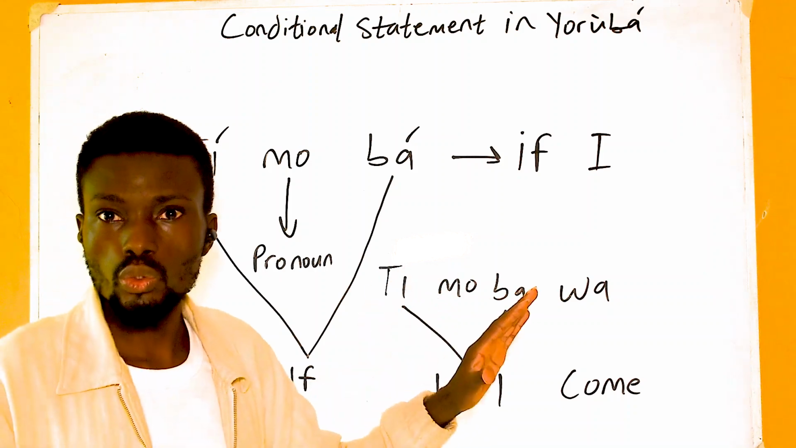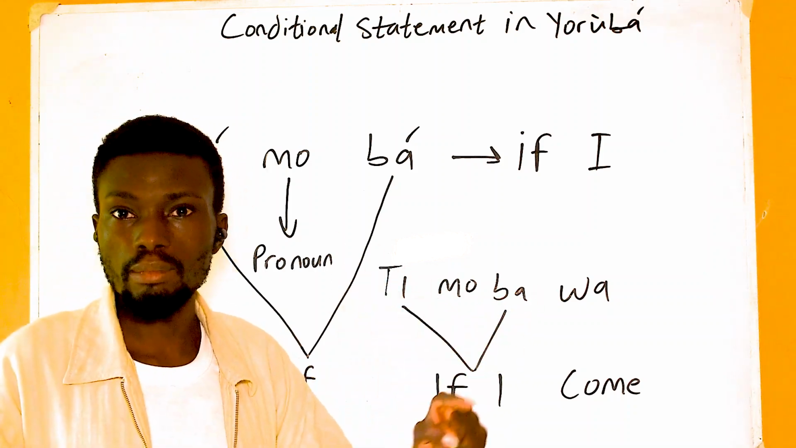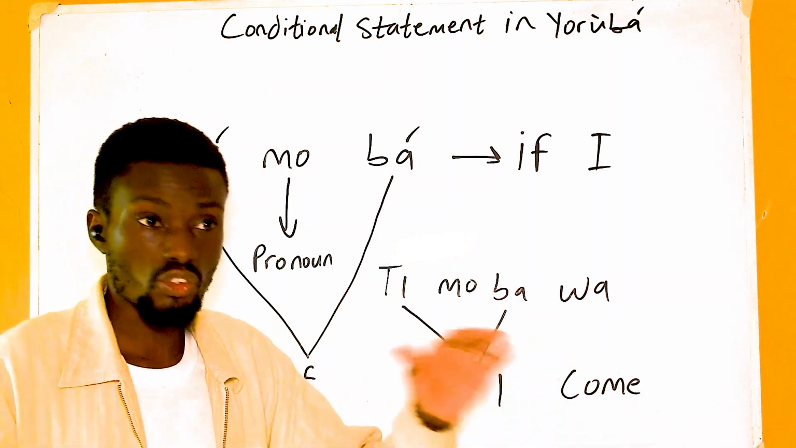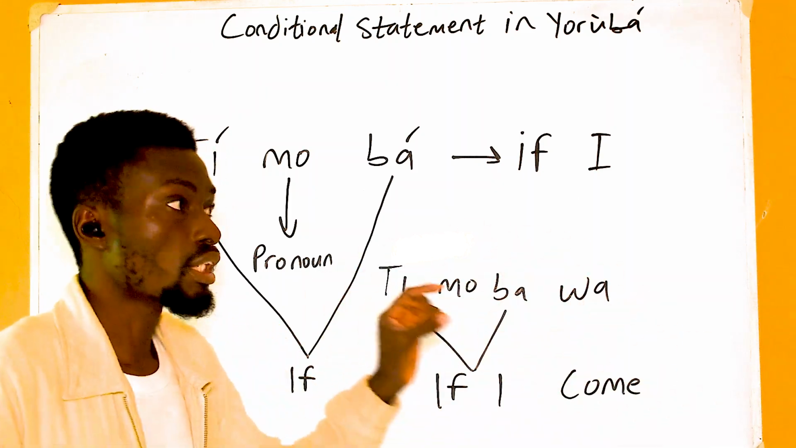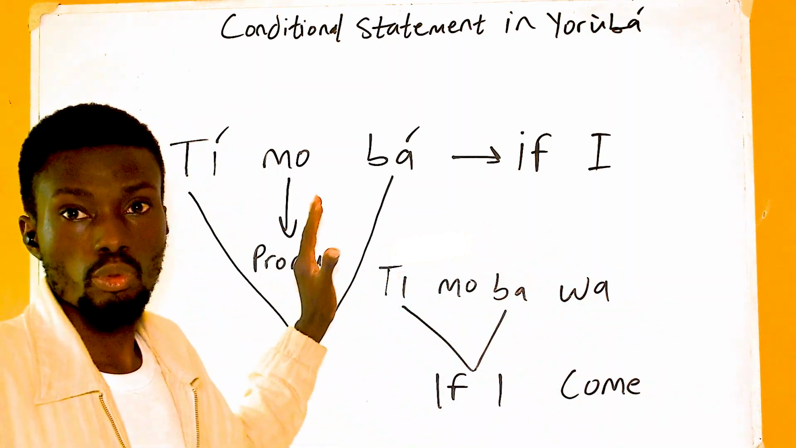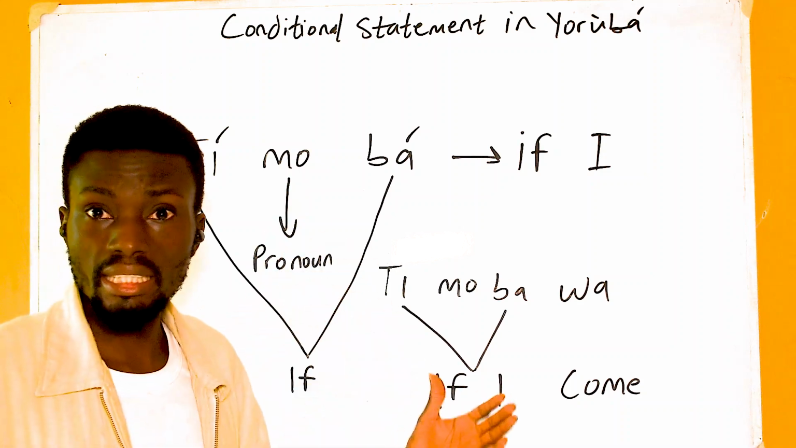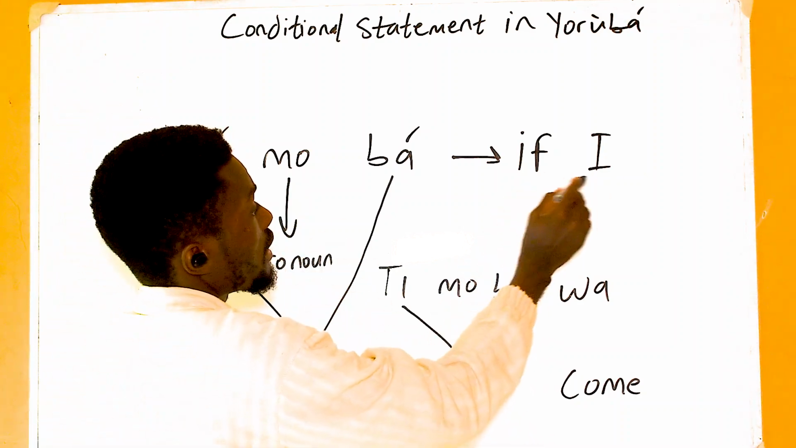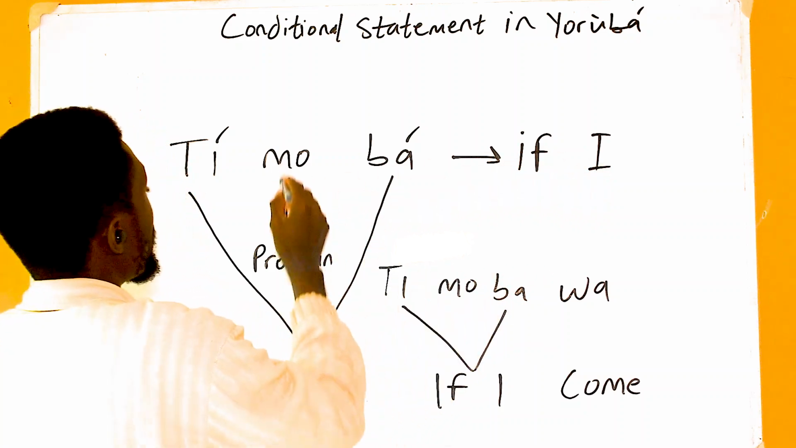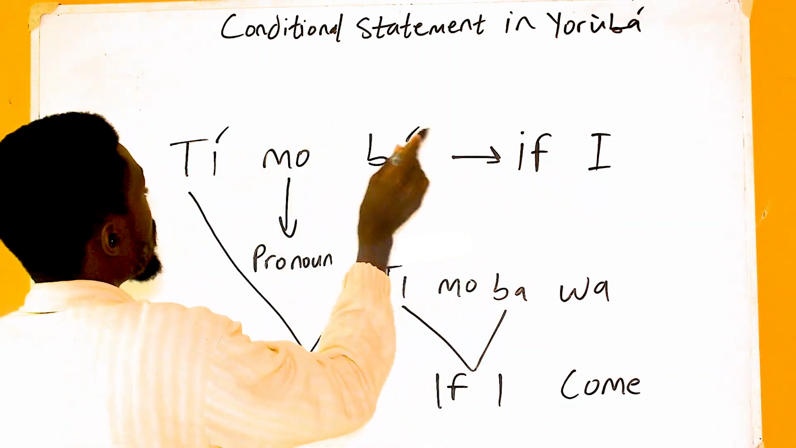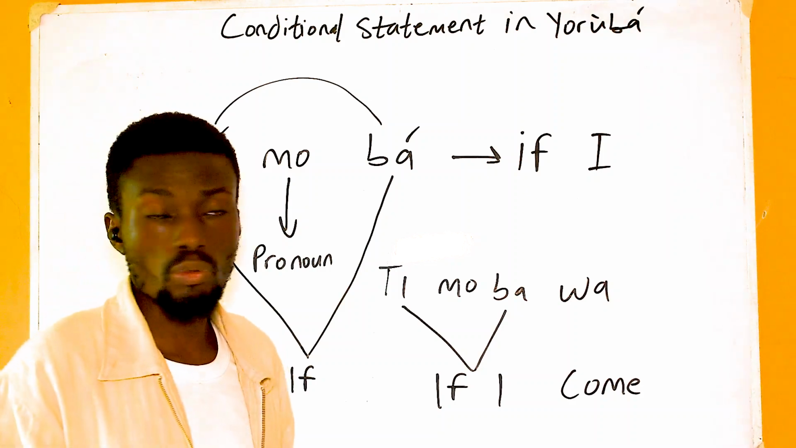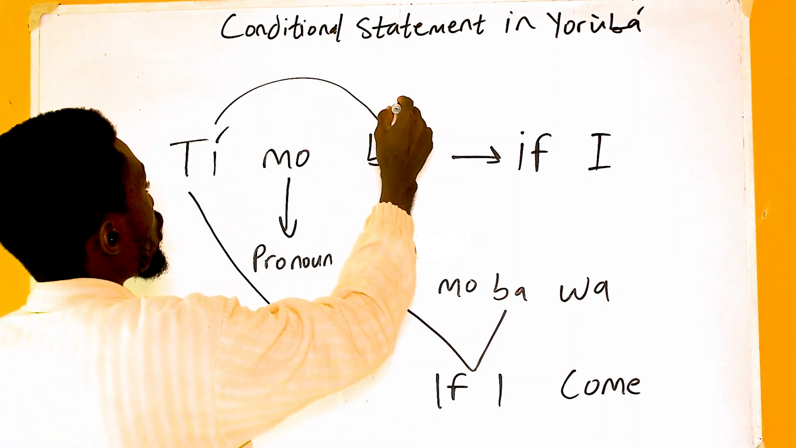There are some words in the Yoruba language that, whenever you want to say them, you must necessarily put a pronoun in between them. There are some behaviors like that in the Yoruba language. So "if" in Yoruba is "timoba", which is actually "if I". This "I" is a pronoun, so the pronoun comes in between these two words.